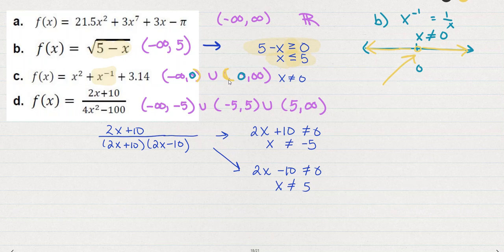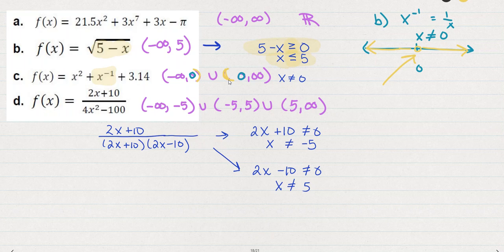For letter D, when I work this one out, I could factor the 4x squared minus 100, noticing that it's a difference of two squares. 2x times 2x gives us 4x squared. So 2x squared minus 10 squared. So I can factor it: 2x plus 10, 2x minus 10.